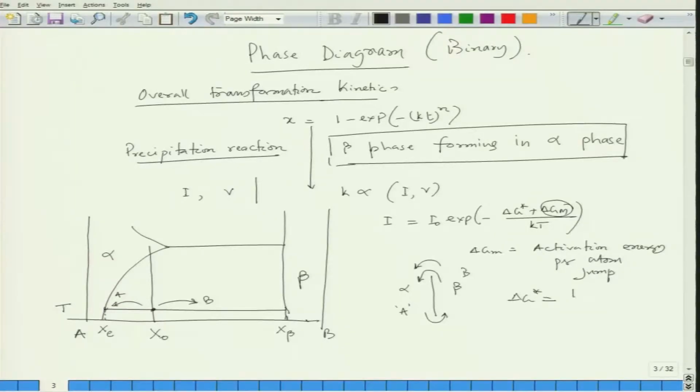And delta G star again it is related to square. And remember, we are talking about spherical precipitate.